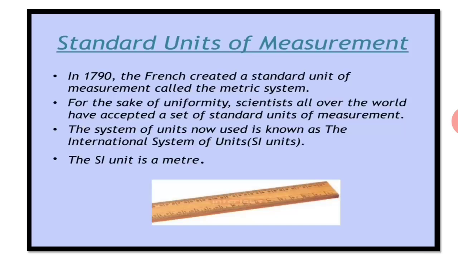In ancient times the length of the foot, the width of the finger and the distance of the steps were commonly used as different units of measurement. In 1790 the French created a standard unit of measurement called the metric system. For the sake of uniformity, scientists all over the world have accepted a set of standard units of measurement. This system of units now used is known as the International System of Units, SI unit. The SI unit of length is the meter, as you can see on the scale.